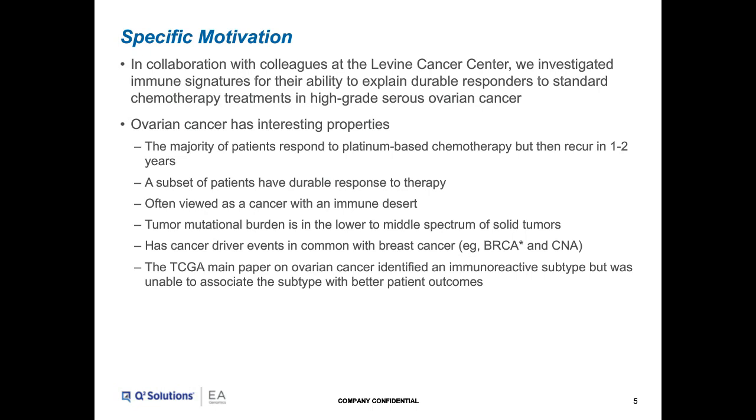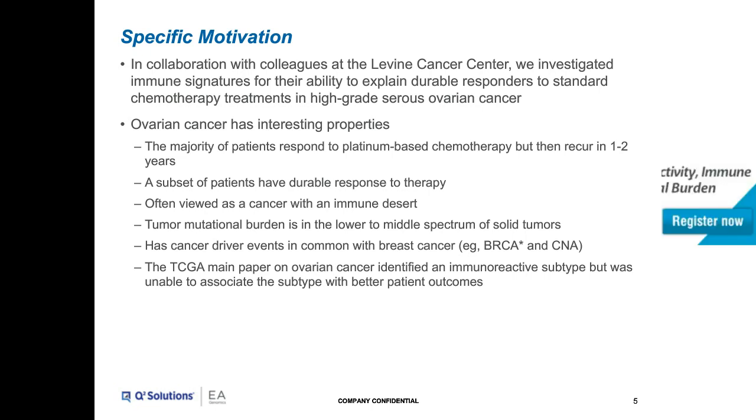Another interesting aspect is this cancer is often viewed as being an immune desert. In terms of tumor mutational burden, it's viewed sort of in the lower to middle spectrum relative to other tumors as far as its overall mutational burden. It has some cancer driver events that are in common with breast cancer. And also interestingly, the TCGA main paper on ovarian cancer identified an immunoreactive subtype from RNA, but were not able to associate this subtype with better patient outcomes.